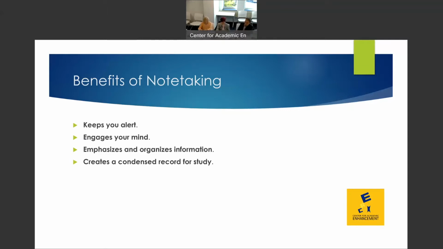Initially, yes. Another benefit, I think there's a social benefit to keeping good notes, because then my classmates can share them.